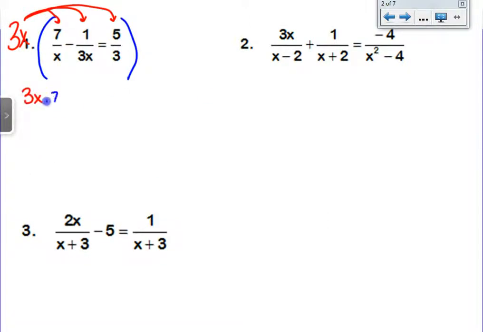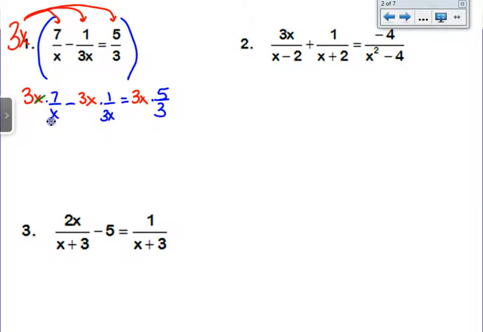So it's 3x times 7 over x, and then minus 3x times 1 over 3x, and then equals 3x times 5/3.